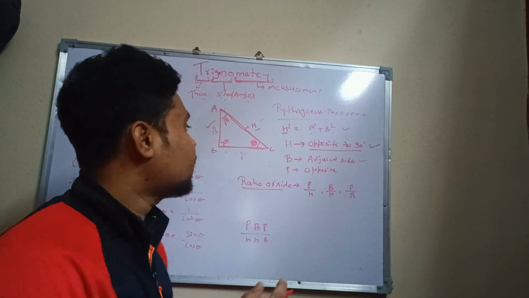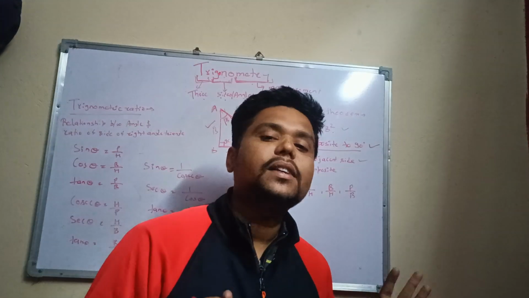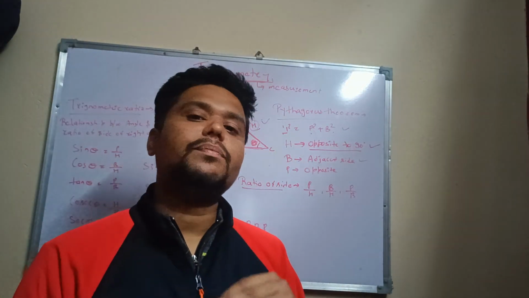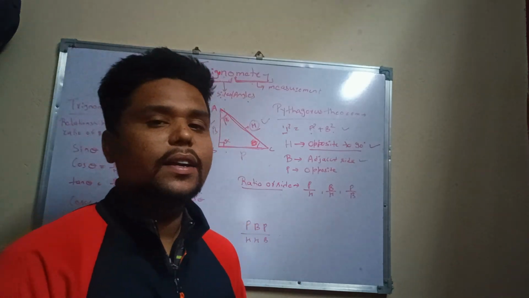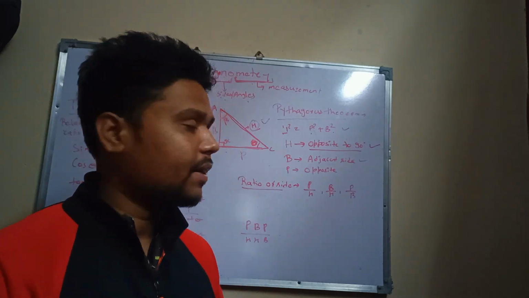But our hypotenuse remains constant. Hypotenuse does not change with the angle, whereas perpendicular and base in a right angle triangle change with our angle. Okay, I think it is clear.